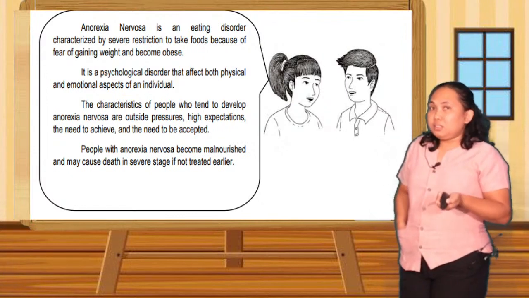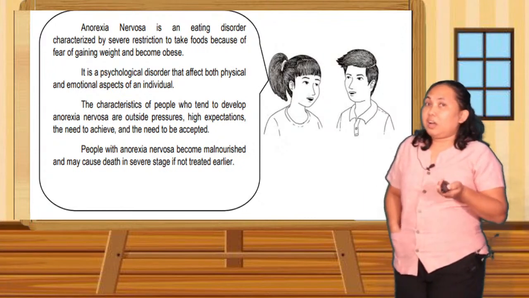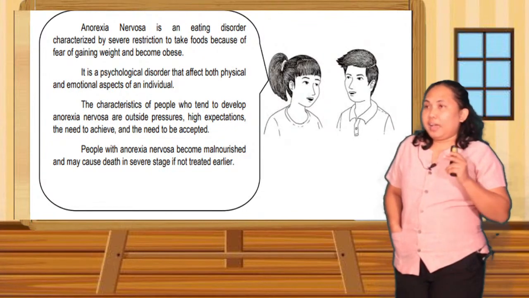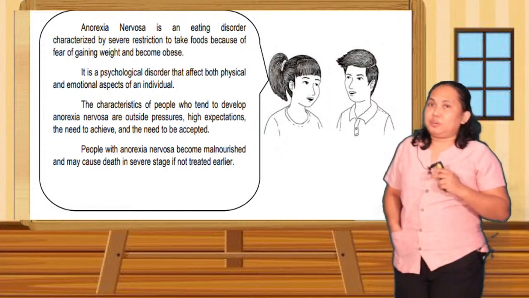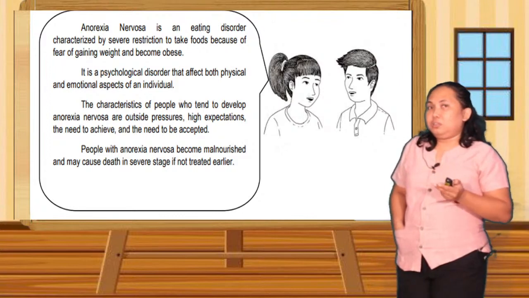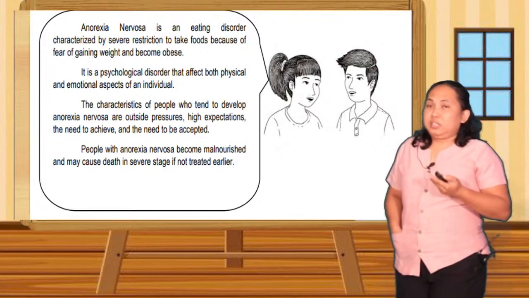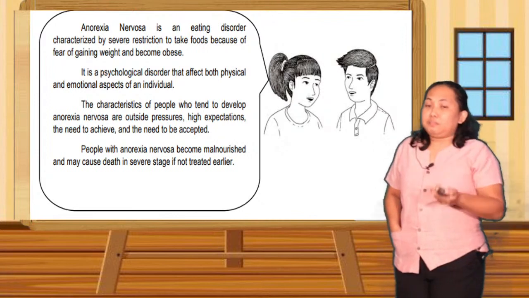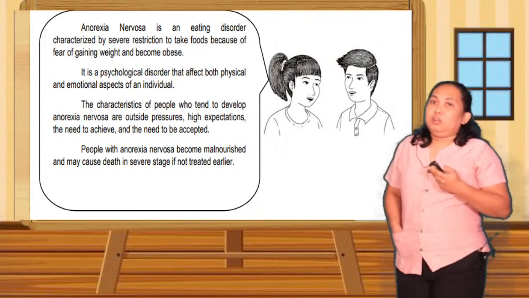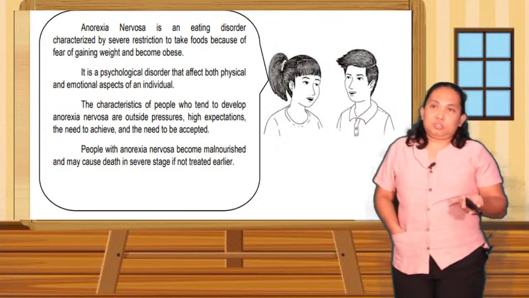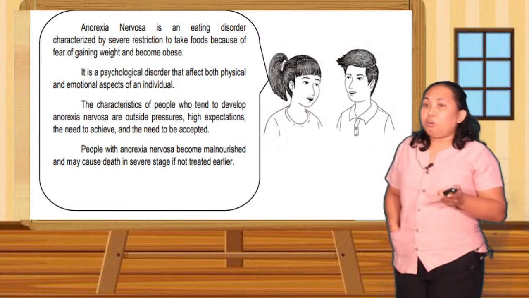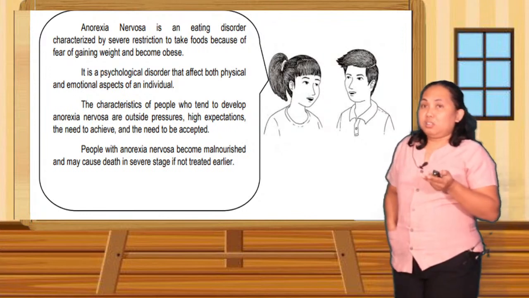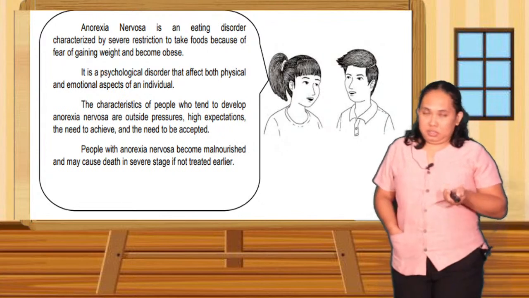Okay? The characteristics of people who tend to develop anorexia nervosa are outside pressures. Okay? So they have low self-esteem. Why? Because of these outside pressures. High expectations from their parents, maybe, from their teachers, from their friends. Okay? So they are afraid to not meet that certain expectation. Okay? So the need to achieve and the need to be accepted. So that's very important. So we must make them feel that they are accepted, that they are understood. Next, people with anorexia nervosa become malnourished. Why? Because they tend to put away all the foods that they see. Okay? They avoid food and it may cause death in the severe stage if not treated earlier.